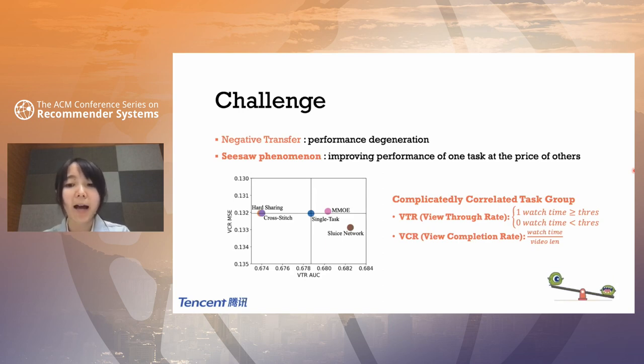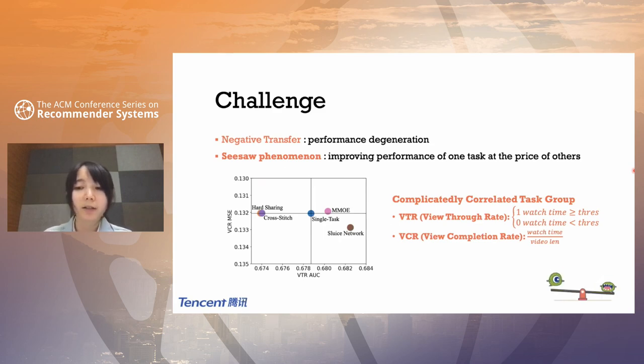We also found that when the correlation is even more complex, there could be a seesaw phenomenon, where we often improve some tasks at the price of others while trying different multitask learning models. This figure shows the seesaw phenomena in a complex task group of VTR and VCR in Tencent News video recommender system. VTR and VCR are two tasks to predict the probability of valid view and the completion ratio respectively. The correlation between them is complex due to their coupled definition and the complex scenario of autoplay and clickplay.